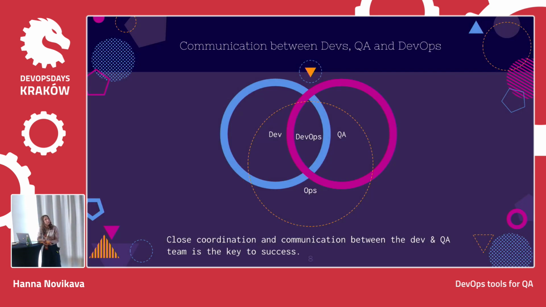Communication between developers, QA engineers, and DevOps engineers. As you can see, we communicate with each other a lot, and that's why DevOps engineers should know a little bit about development and QA, and QA engineers should know something about development and something about DevOps practices too, because we are working together, and if you know nothing about what your colleagues are doing, you won't create a great product.